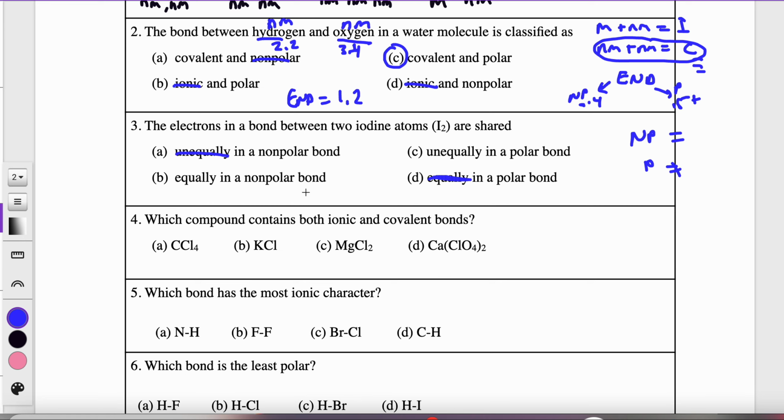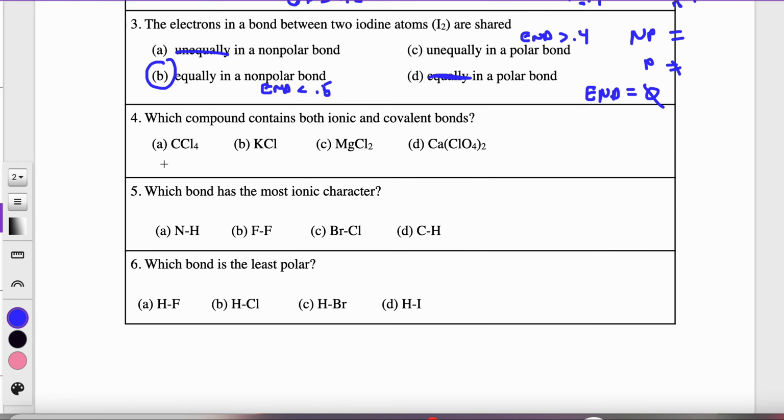Well, if we're talking about bond polarity, you have to look at the END. If it's a polar bond, that means the END is going to be greater than 0.4, and if it's nonpolar, the END is going to be less than 0.5. Well, iodine and iodine, it's the same type. Do I even have to look up its electronegativity? No, because the iodines have the same EN, so the END here is zero. So zero difference. B is my best. It's definitely nonpolar.